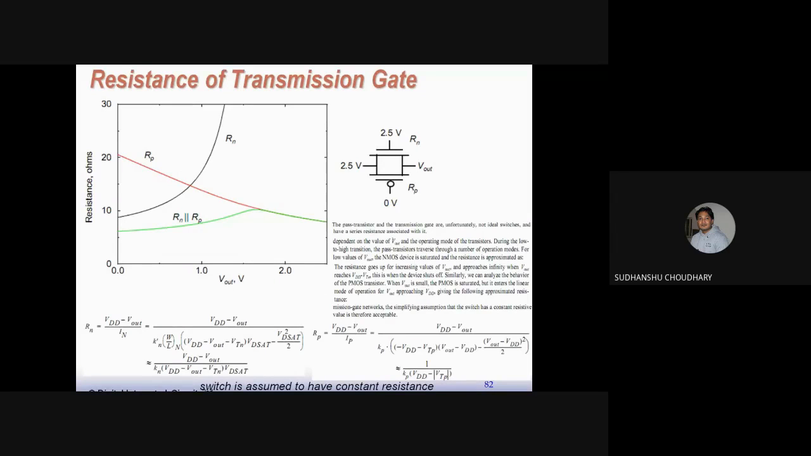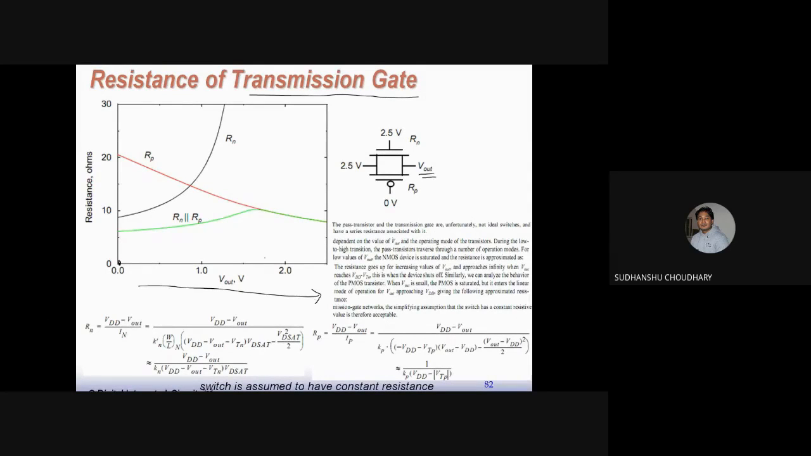Now this transmission gate is also associated with resistance, okay. That resistance depends upon the output voltage of the transmission gate, okay. So for example, here again a simulation is being presented. Here you will see when Vout increases, right? Vout is earlier zero here. At this point, Vout is zero and Vout is increasing.